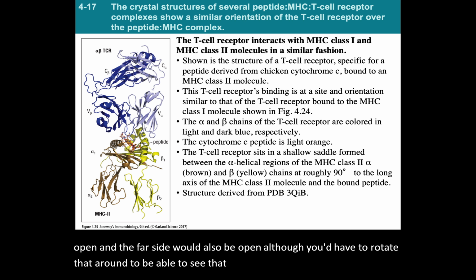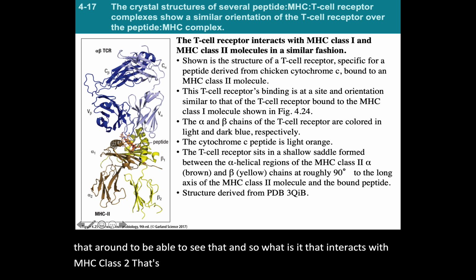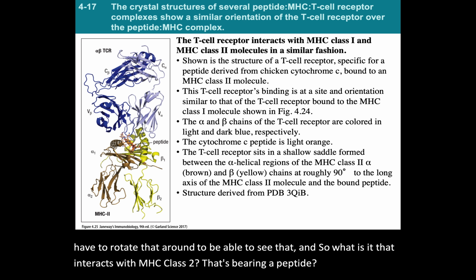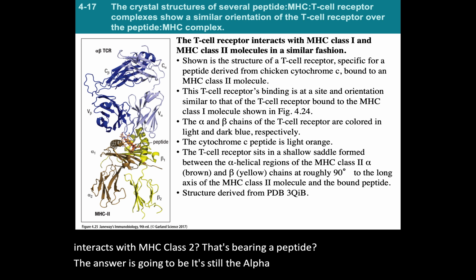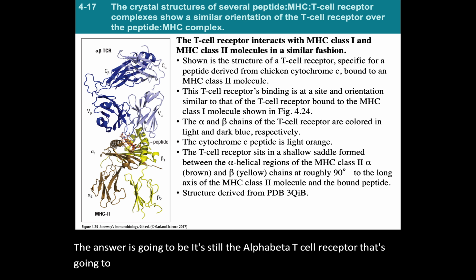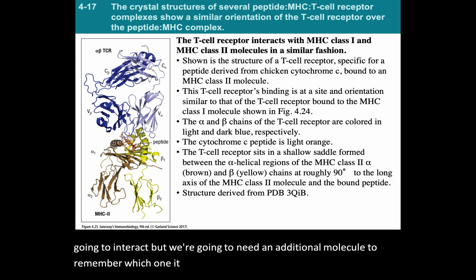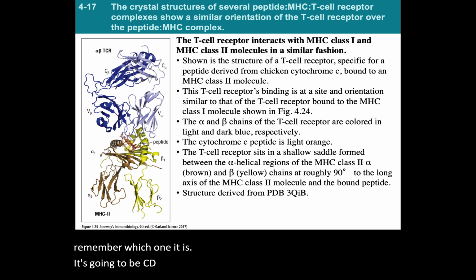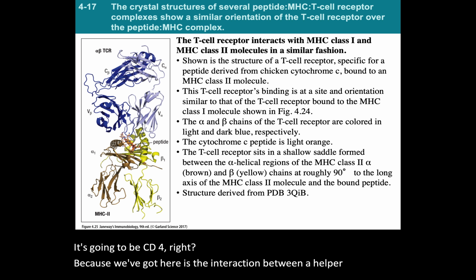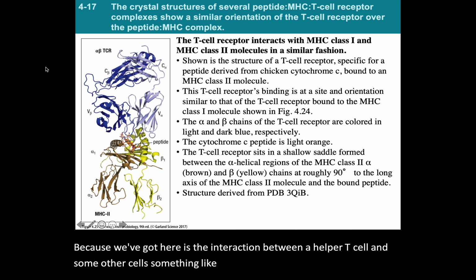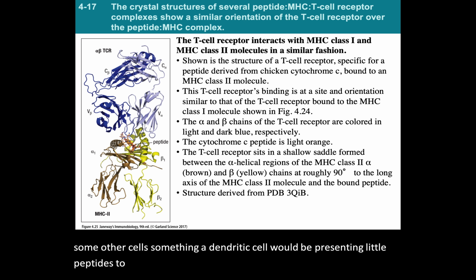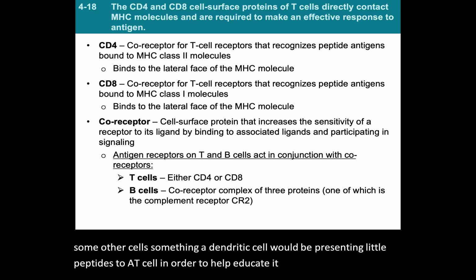And so what is it that interacts with MHC class 2 that's bearing a peptide? The answer is going to be, it's still the alpha beta T cell receptor that's going to interact, but we're going to need an additional molecule. Do you remember which one it is? It's going to be CD4, right? Because what we've got here is the interaction between a helper T cell and some other cell, something like a dendritic cell, that would be presenting little peptides to a T cell in order to help educate it, help show it what to make antibodies against.